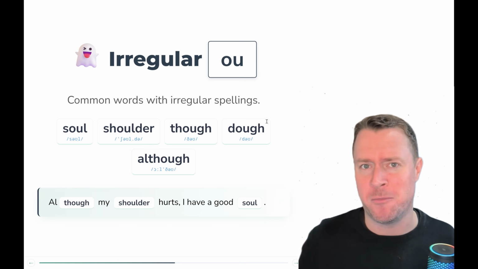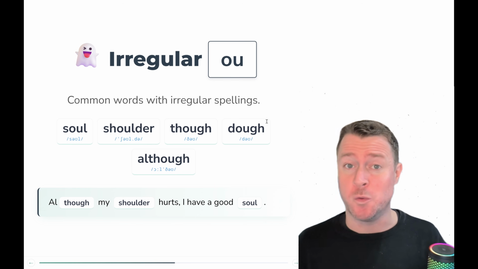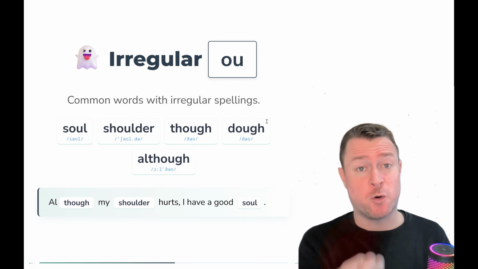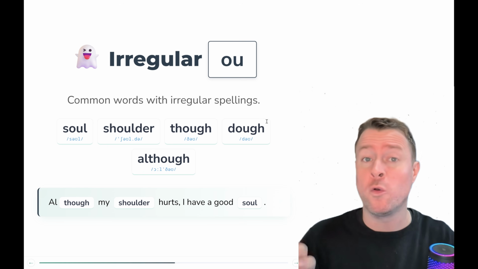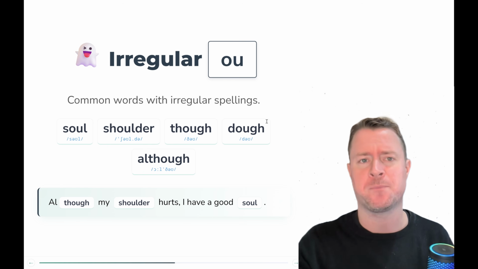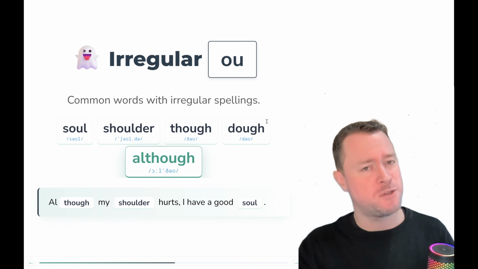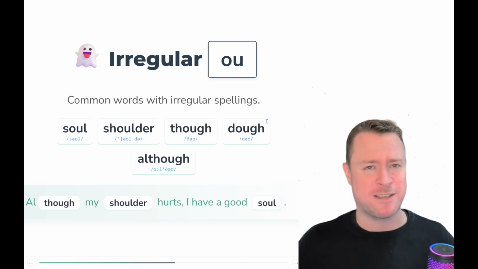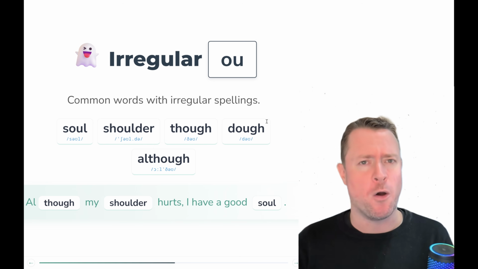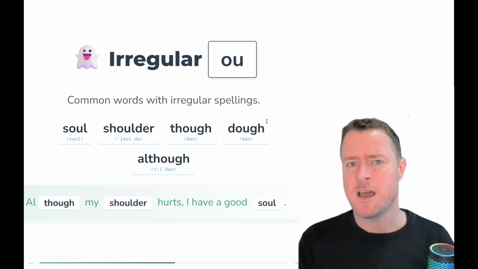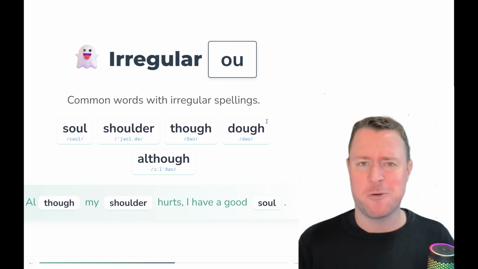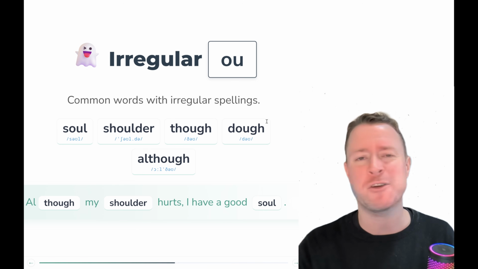Though. I don't like it, though. Do you like it, though? Dough, dough. And, of course, very important word, although, although. Let's go through these. Soul, shoulder, though, dough, although. Let's practice this sentence. Although my shoulder hurts, I have a good soul. Although my shoulder hurts, I have a good soul.